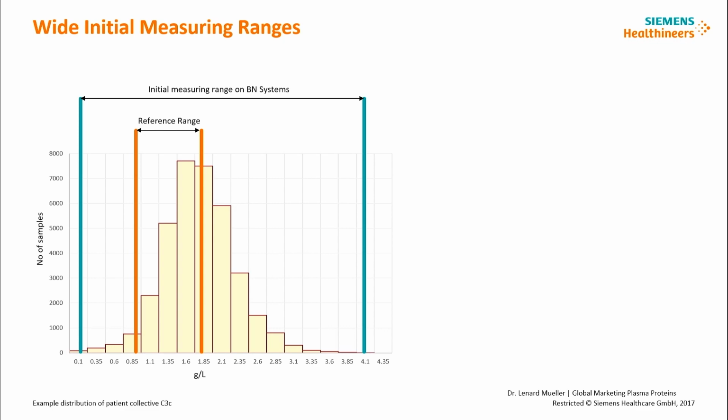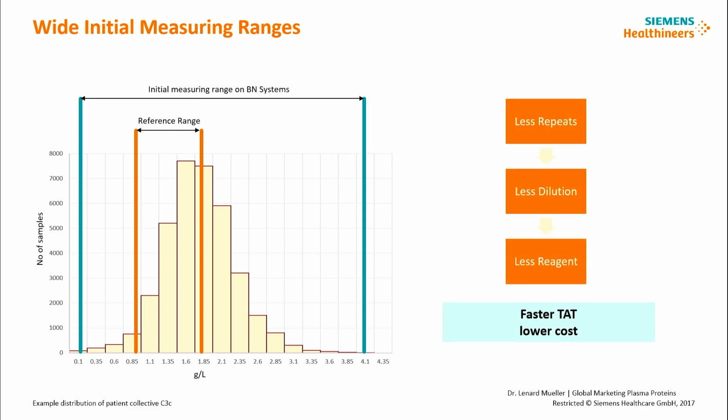So when we give this to a lab, it means we are saving. You don't need to repeat the sample multiple times to get the result. You don't need to dilute the sample at certain limits because the initial measuring range is very wide. And you don't need to waste a lot of reagents doing such procedures, which means at the end, lower cost and faster turnaround time for the lab.